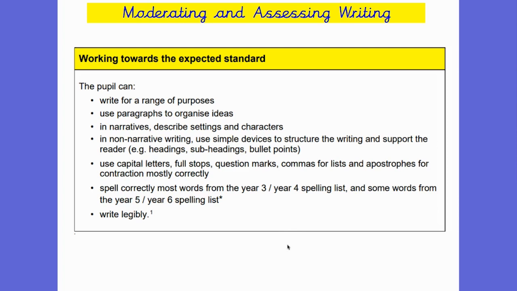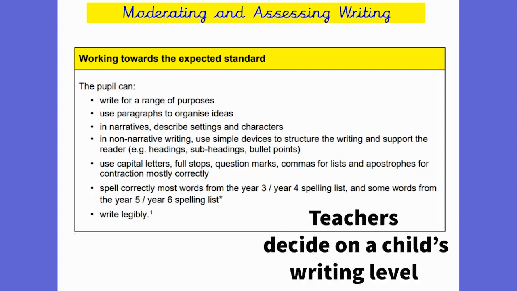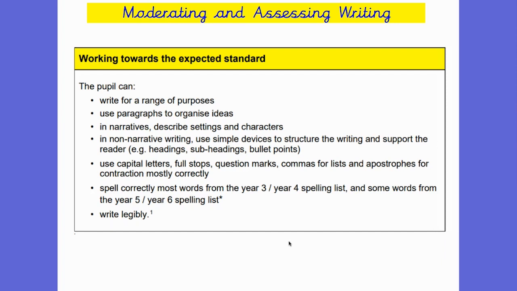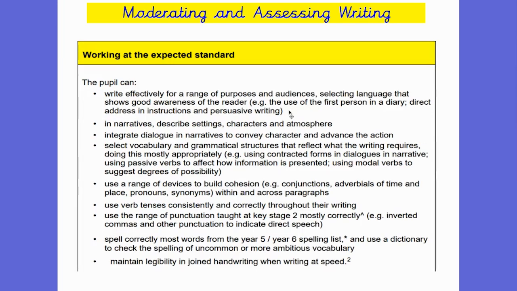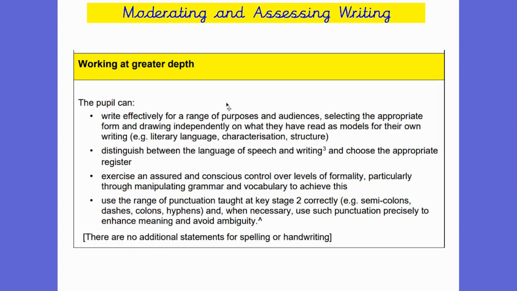So there is no test for assessing writing at the end of Year 6. The teacher has to sit down with a number of children's pieces across the year and then decide, looking at them, what grade they are going to give to the children for writing. Now, the grades are split up into three different grade boundaries. You have working towards the expected standard, which you can see here. You've got working at the expected standard, and then you've got working at greater depth.